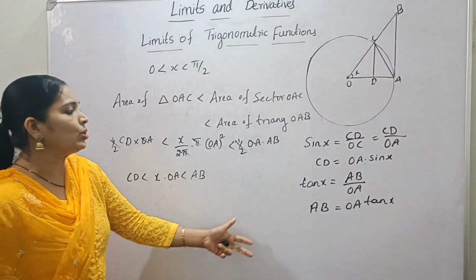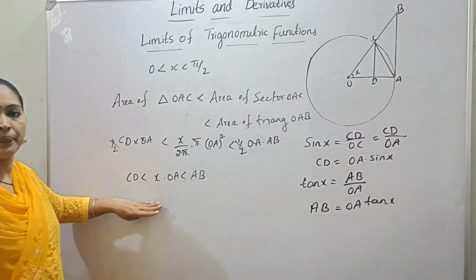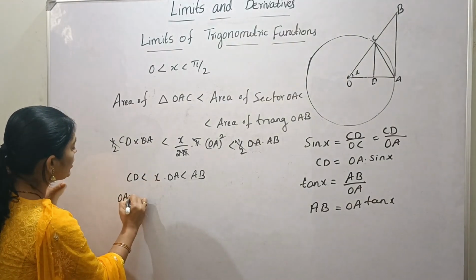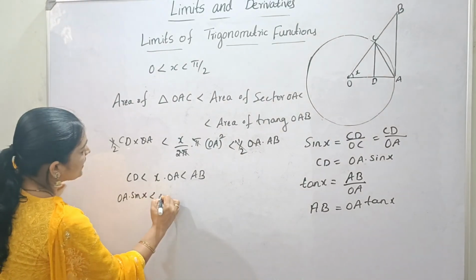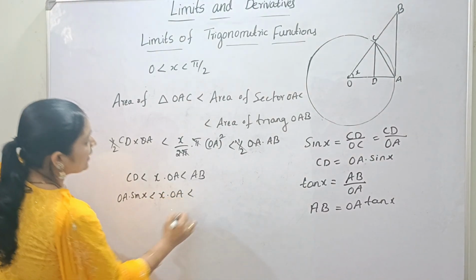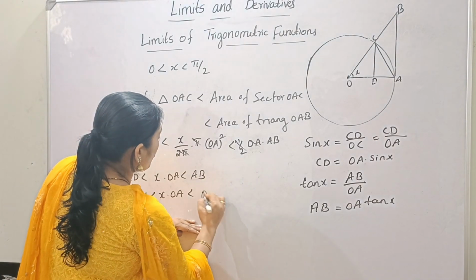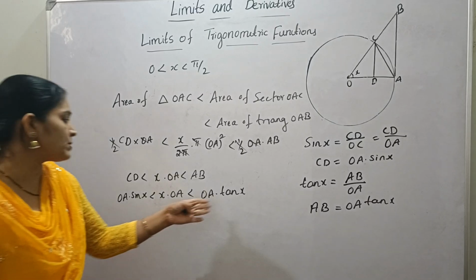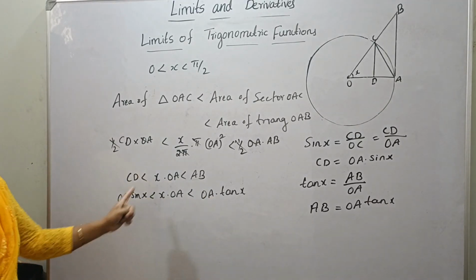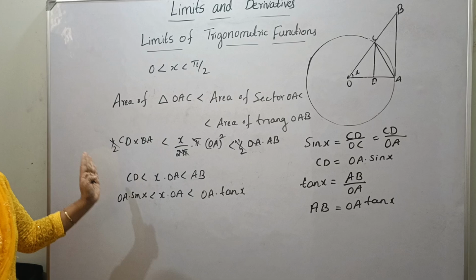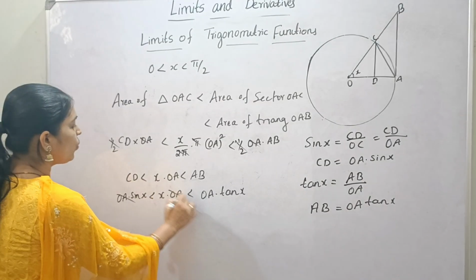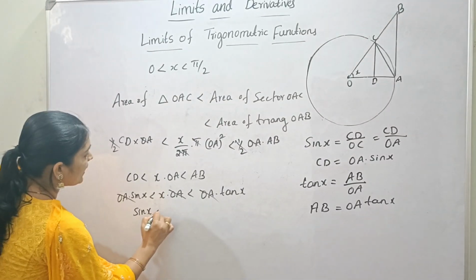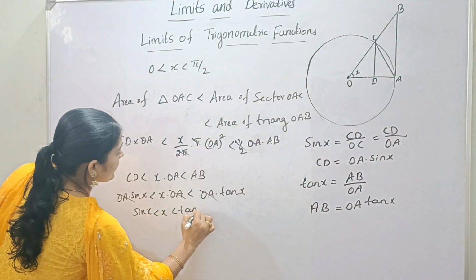Now let us substitute this CD and AB here. So what we have got: CD is OA into sin x less than x into OA less than AB is OA into tan x. See here, in the three terms of the inequality OA is there, right? OA is common, so we can cancel this OA. Now remaining sin x less than x less than tan x.